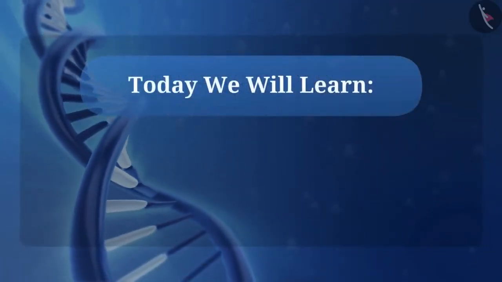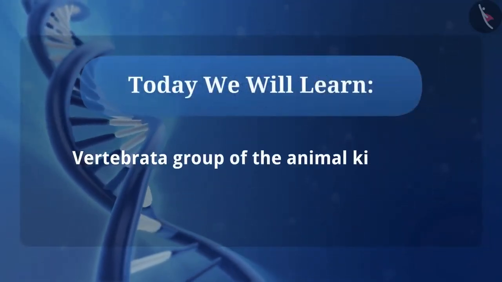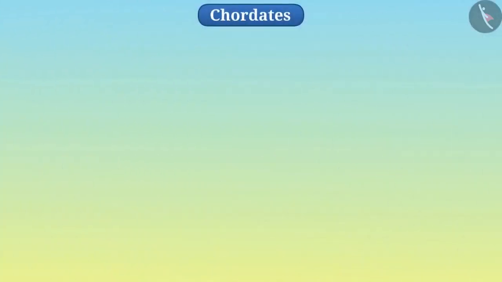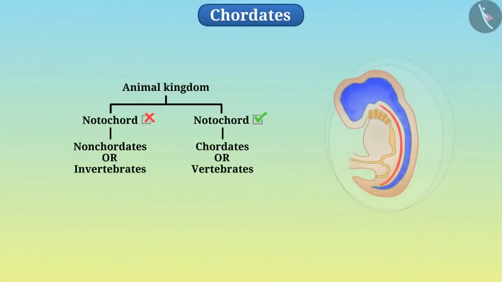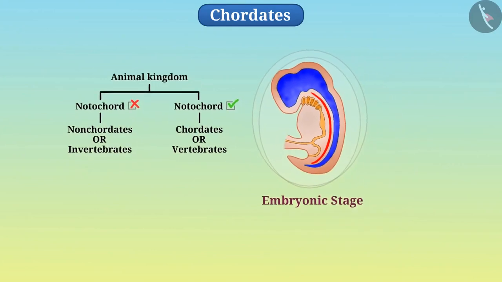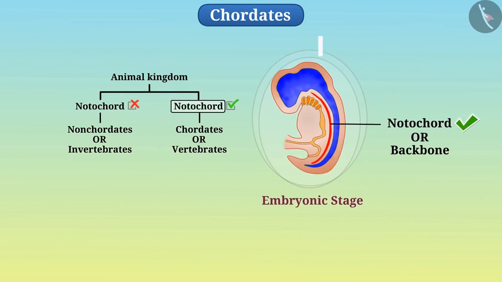Today we will learn about the vertebrata group of the animal kingdom. We know that some organisms have a rod-like structure present at the dorsal side of their body in their embryonic stage or any other stage of life, which is known as notochord or backbone. Animals whose notochord is present in the embryonic state are called chordates. Let's discuss chordates today.